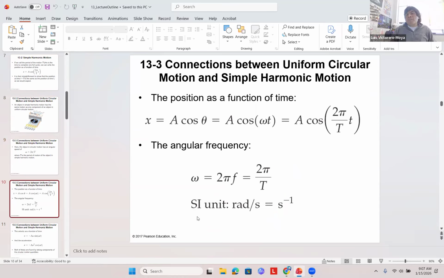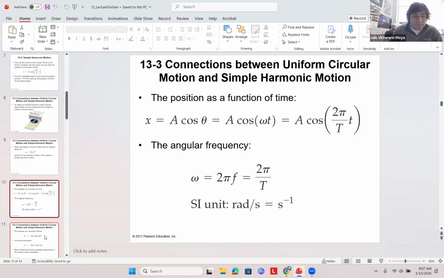So the position versus time can be written like that. And here are all the parameters I was mentioning. Instead of theta, which we use in circular motion, we can use omega t. If you think about it, that's your equation for circular motion, right? For a constant rate circular motion, the angle theta is equal to omega t. That's a relationship that you should know from Physics 1.